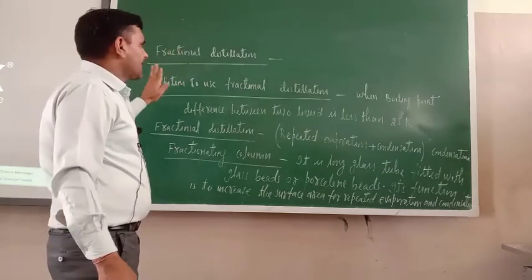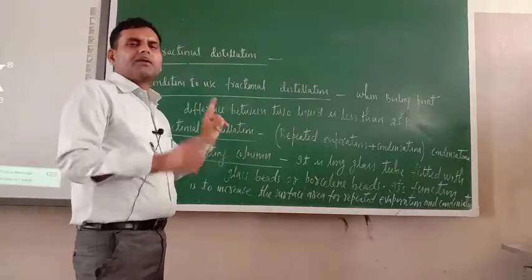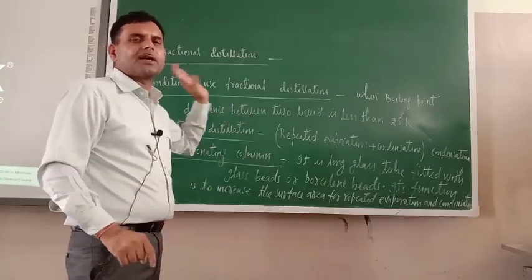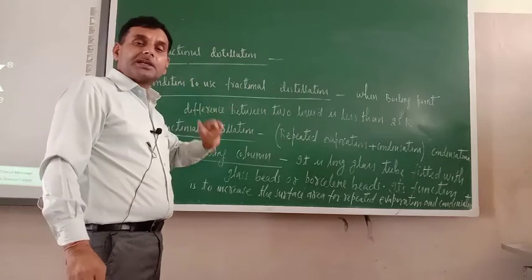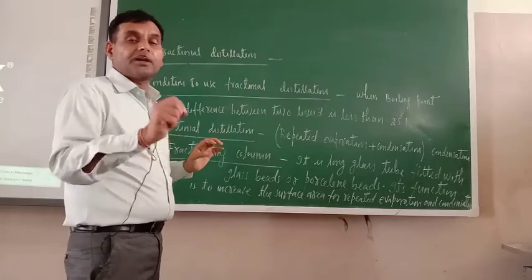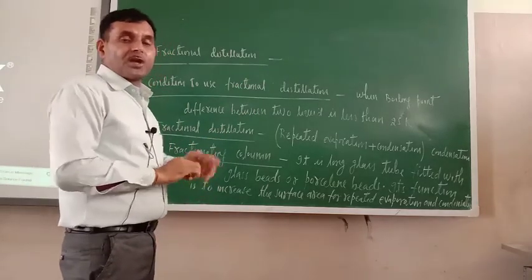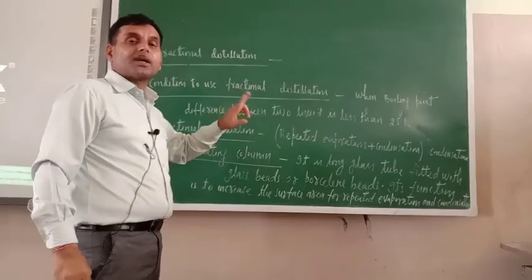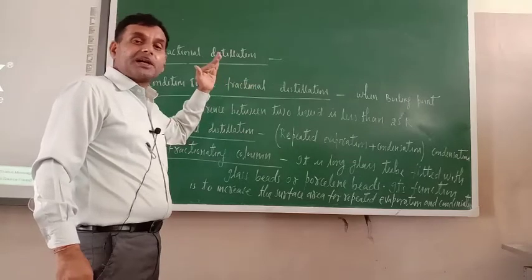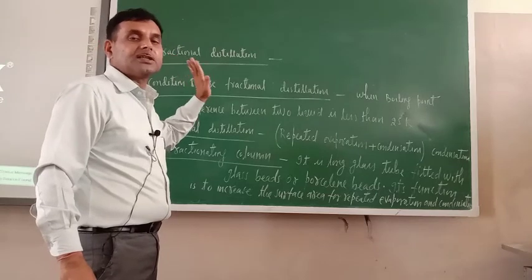So when is fractional distillation used? When the difference in the boiling point of two liquids is less than 25 Kelvin, not degree Celsius. Always remember, if the difference is more than 25 Kelvin, then simple distillation should be used. If it is less than 25 Kelvin, then only the fractional distillation method is used.